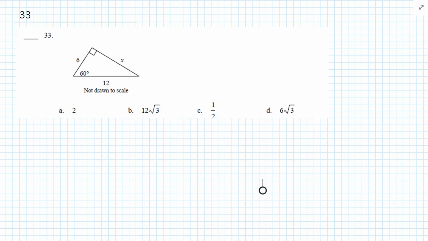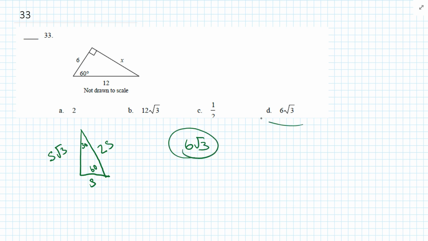33. Find x. Well, this happens to be a 30, 60, 90 right triangle. So let's look at the 30, 60, 90 rules. The hypotenuse is 2 times the short side, and the long side is the short side times the square root of 3. So I know the short side is 6, so the long side must be 6 times the square root of 3. 33 is D.